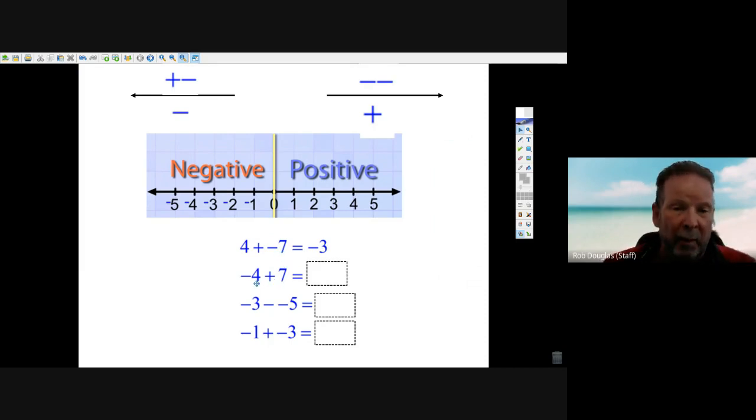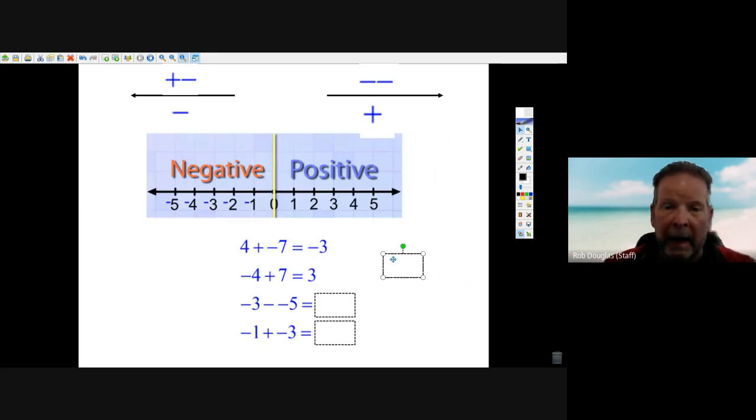Let's try this question. What if I was at negative 4 and then I said plus 7? Well, here I am at negative 4, but if I'm going to add 7, it means I go 7 to the right. Well, 1, 2, 3, 4, 5, 6, 7. That puts me at positive 3. It's actually the same as 7 minus 4, so it should equal 3 if I change the order of the operation, sorry.